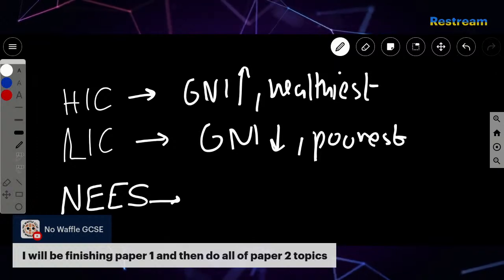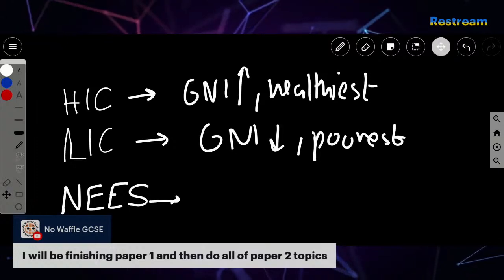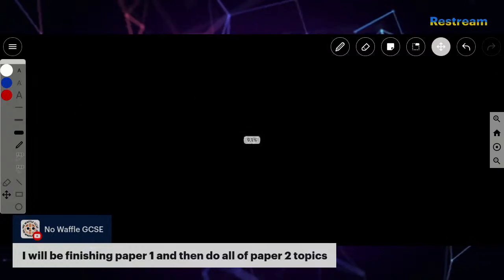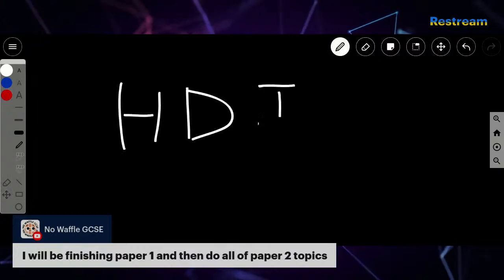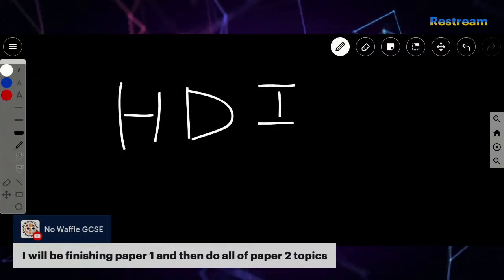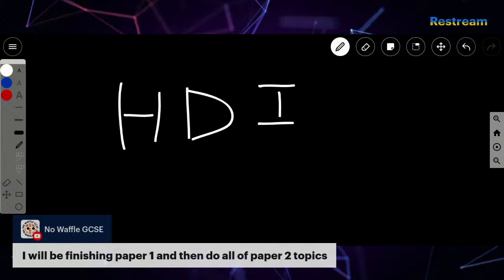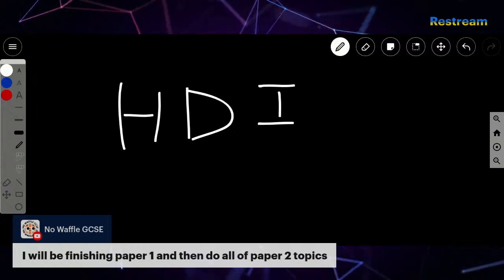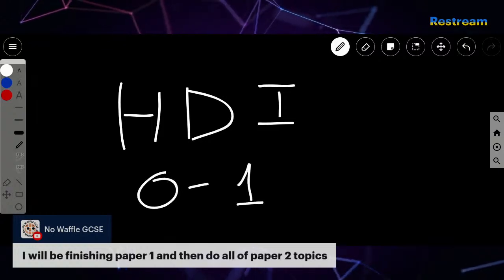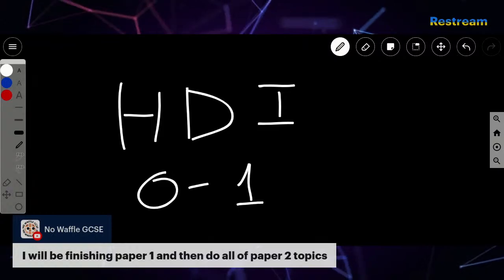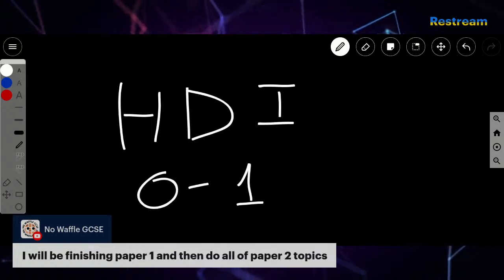Now, the ultimate measure of development is called the HDI. HDI stands for Human Development Index. This combines loads of different measures, which gives you a country value between 0 and 1. The closer the country is to the number 1, the more developed they are, and the closer they are to the number 0, the less developed they are.